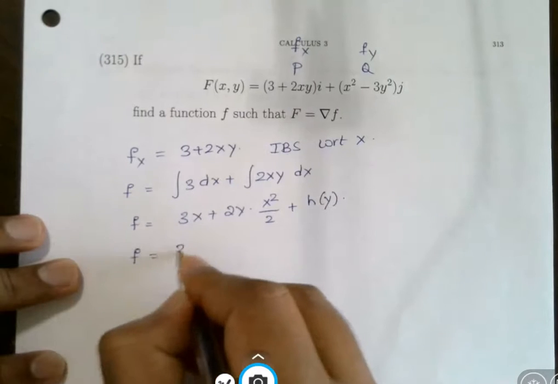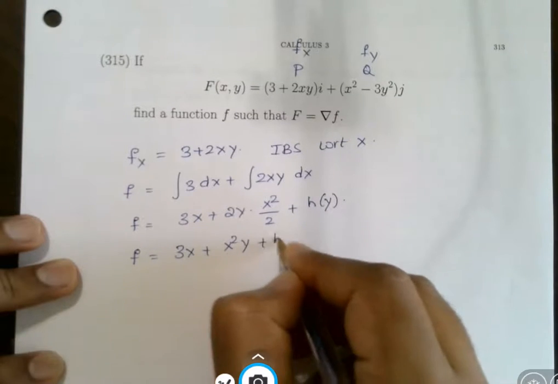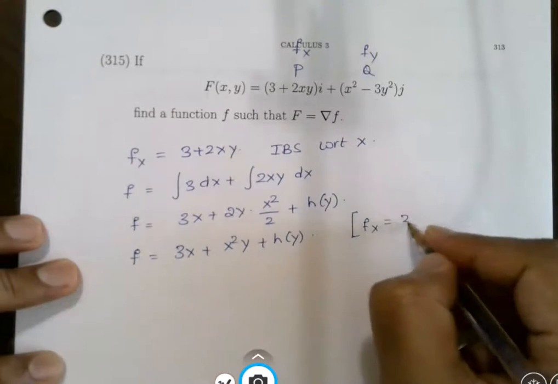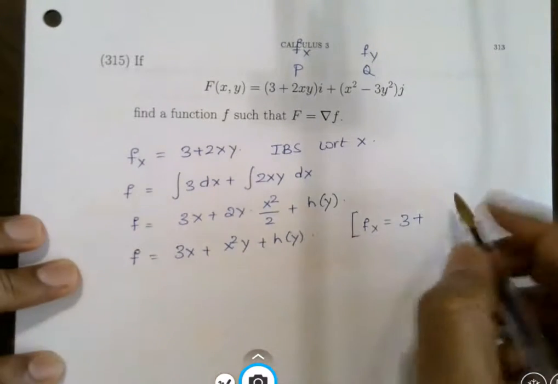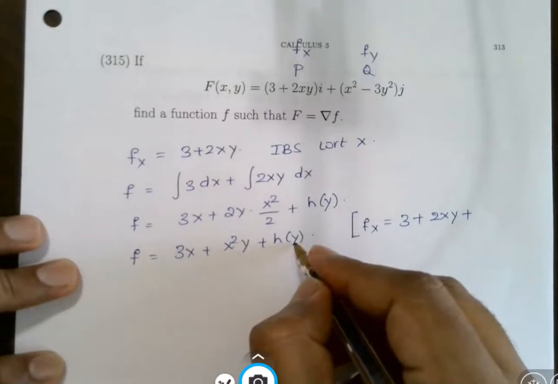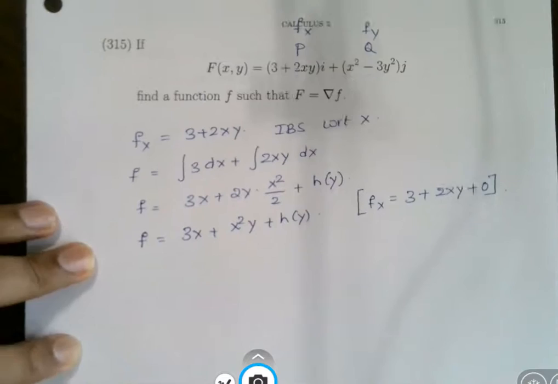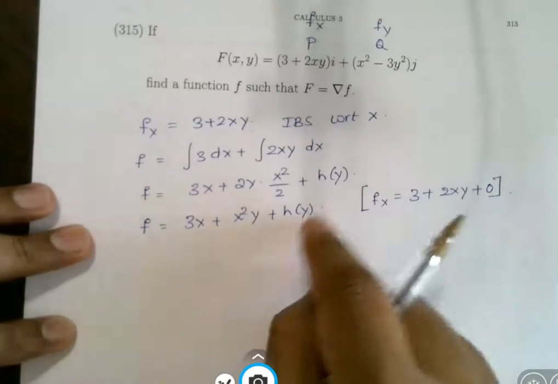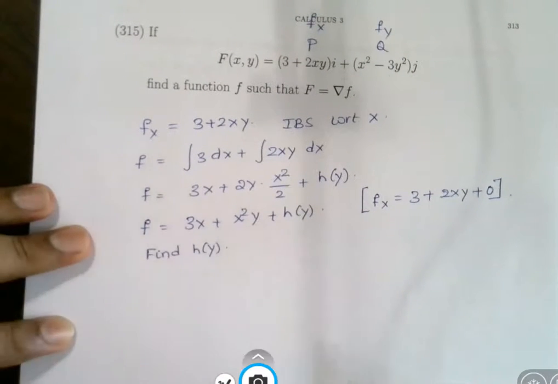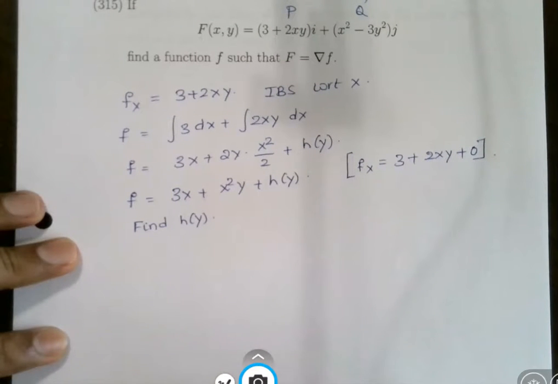So f is going to be 3x plus, the 2 gets cancelled out, so you get x squared y plus h of y. Now just for fun, if you differentiate for fx, the derivative of 3x is 3, the derivative of x squared y is 2xy, plus h of y is treated as a constant because there is no x involved in it, so this would go to 0. Your goal is to find h of y. Now, how do I find h of y?